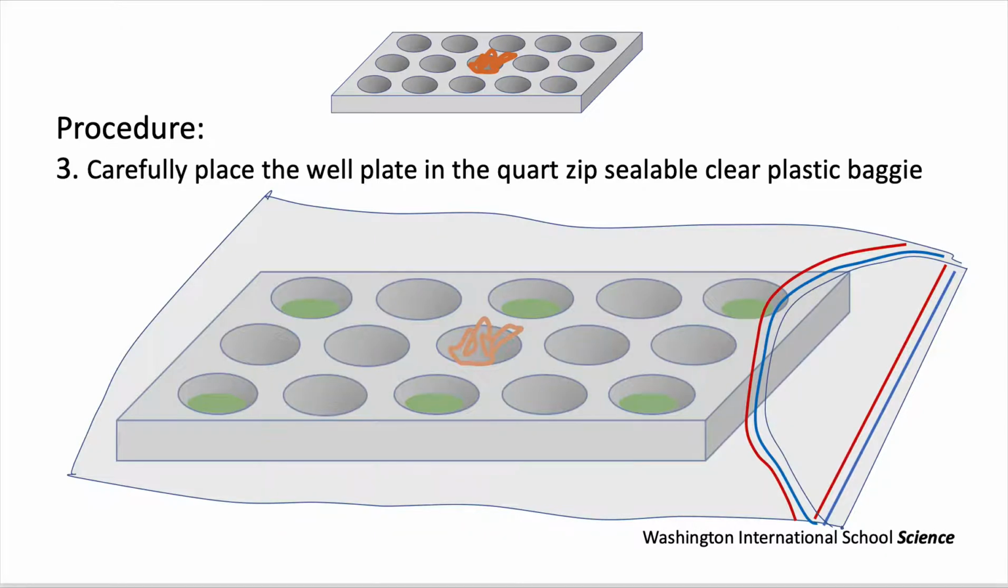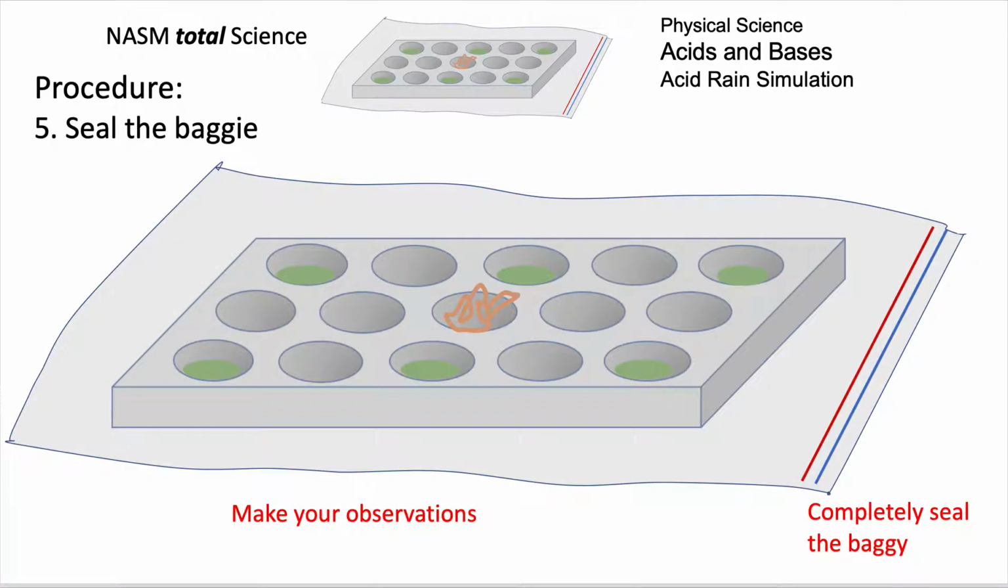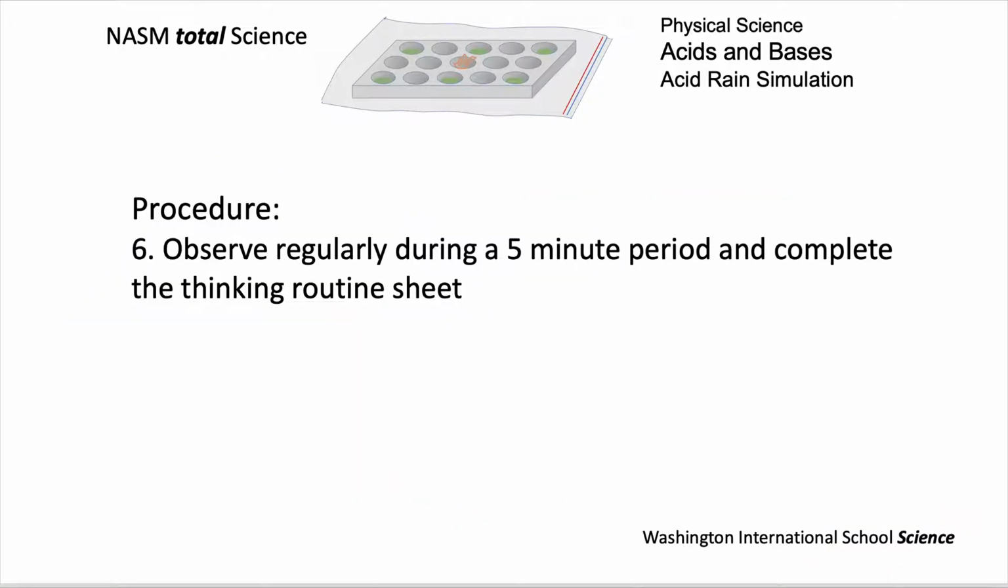And going to carefully place the well plate with its contents in a zip sealable baggie, and then carefully add about 1 milliliter of 8 molar nitric acid in the center well with the copper turnings. And then again carefully seal the bag completely. That's your reaction vessel.